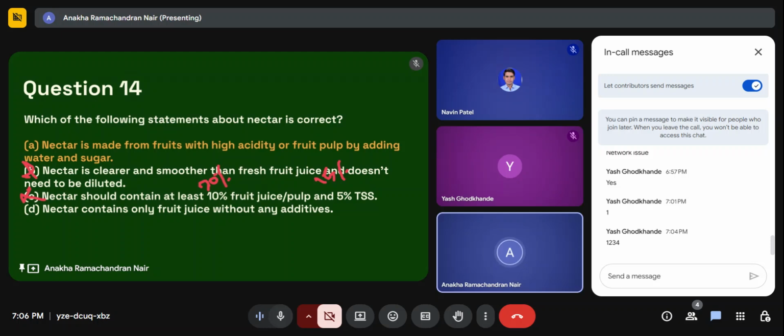Nectar contains only fruit juice without any additives is not correct. Nectar contains fruit pulp, fruit fiber, pectin, sugar, preservatives, etc. So the only correct option in this case was option A. Any doubts in this question? All right, I'll move on to the next question.